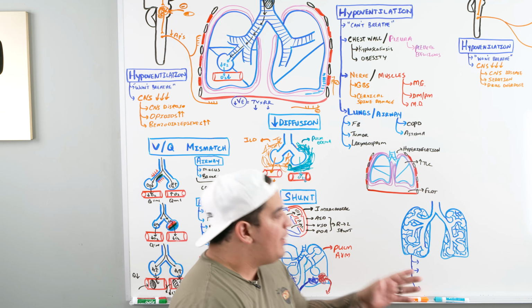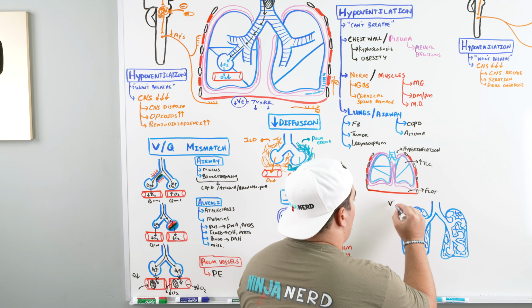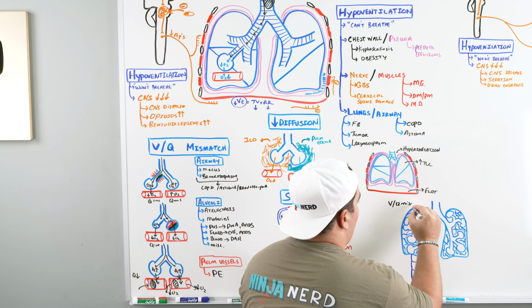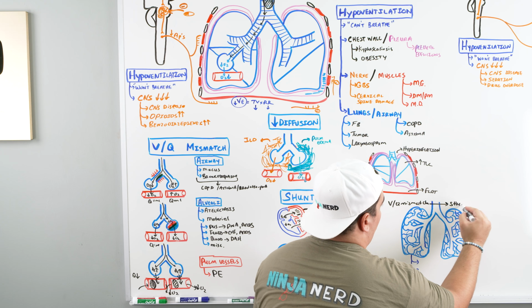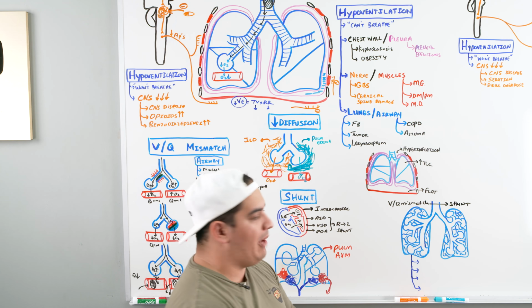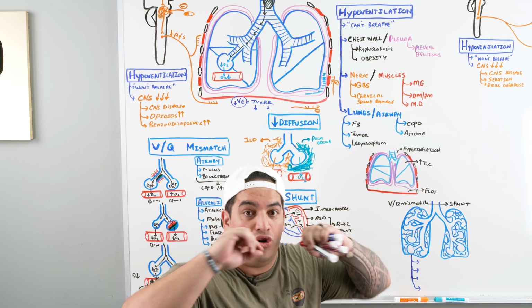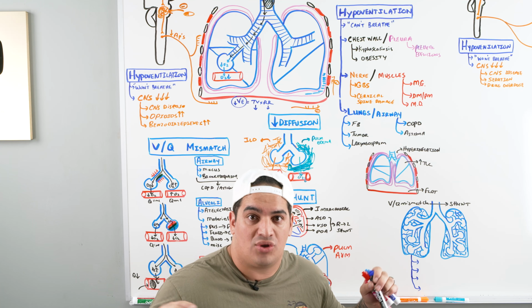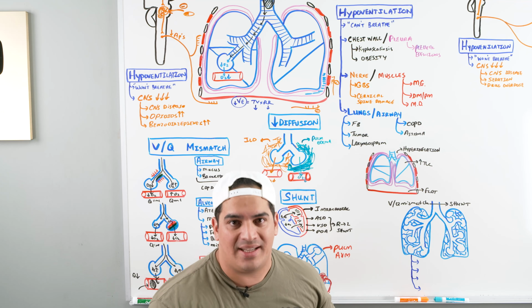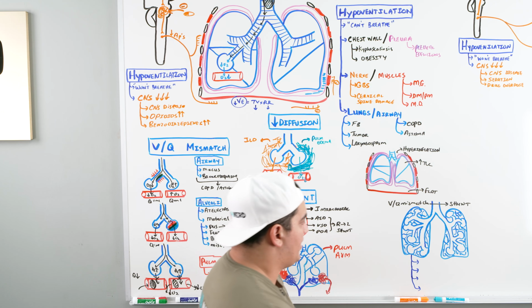Here's the other thing. Remember I told you that VQ mismatch was one of the really big problems. Well, here's what I want you to remember, that VQ mismatch, if it becomes really severe, can actually develop into a shunt. Let me explain what I mean. Remember, a shunt is where either there's no blood moving through the lungs, so there's no gas exchange occurring at the lungs, or there is very little gas exchange occurring at the lungs, almost none.